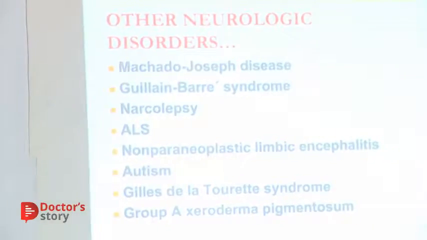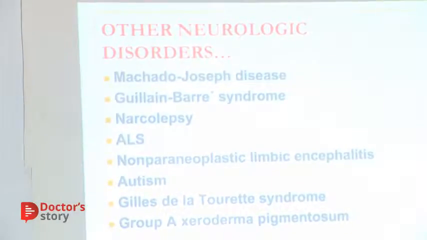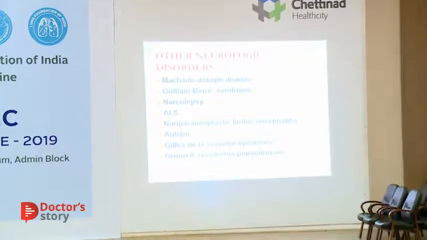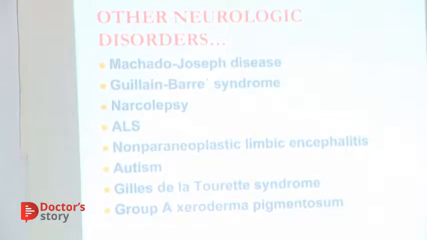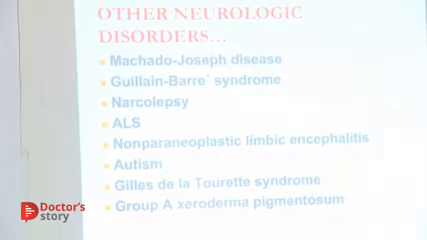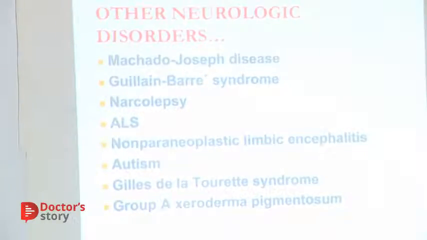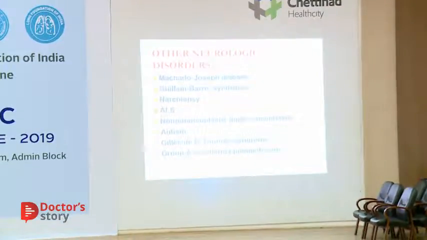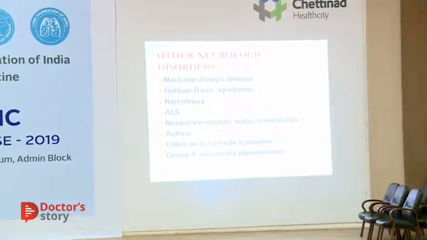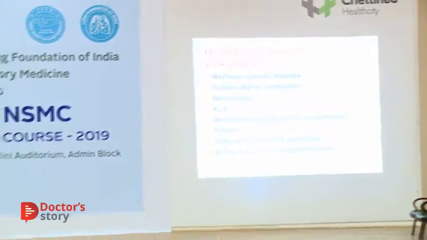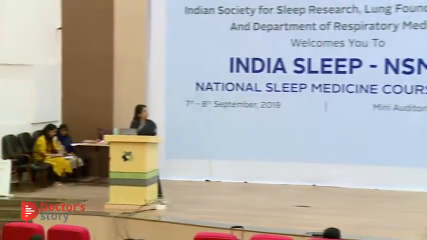There are certain other neurological conditions which are associated with RBD. We can find RBD even in patients with GB syndrome, motor neuron disease, spinocerebellar ataxia of Machado-Joseph type, in limbic encephalitis, which is non-paraneoplastic. We do find it in children who are autistic, and also, of course, in certain other genetic conditions like xeroderma pigmentosum and Gilles de la Tourette syndrome.